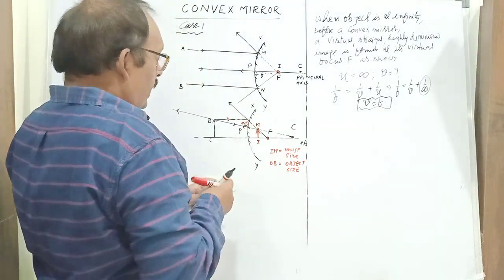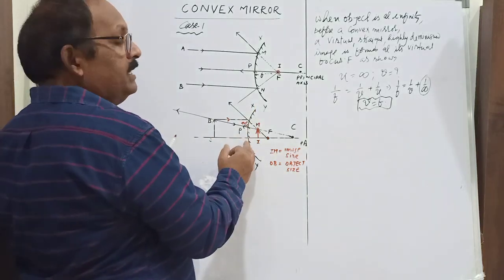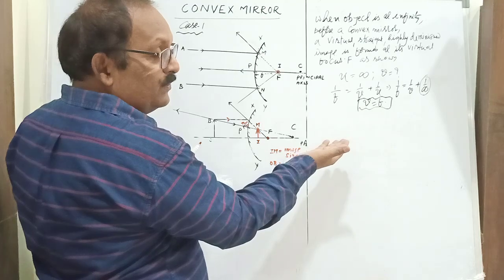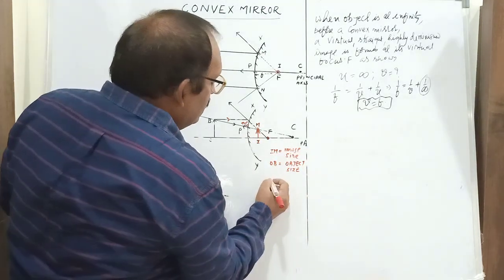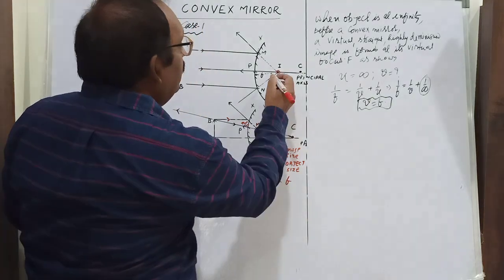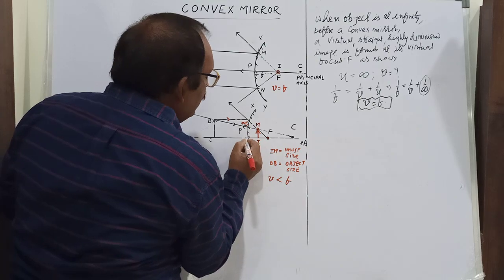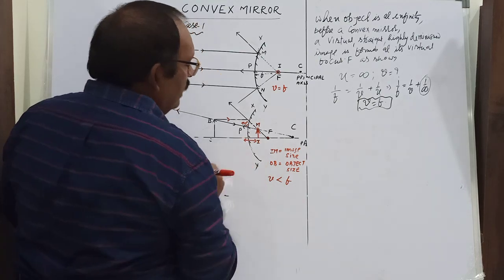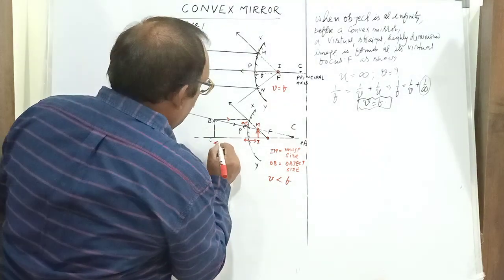So we can understand like this. Now the object is kept on the left side and the image is formed on the right side. Now the distance of the image will be less than the focal length. Here the distance of the image is equal to the focal length. Here the distance of the image is what? Less than the focal length. This is the distance of the image. So the distance of the image decreases as the distance of the object also decreases.